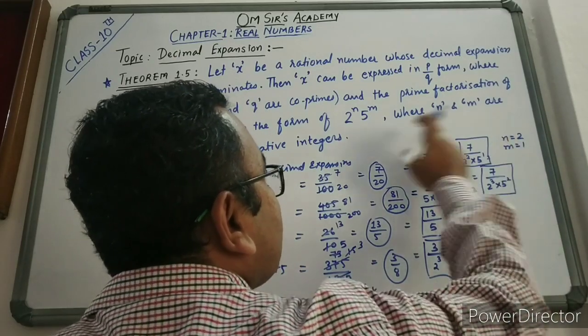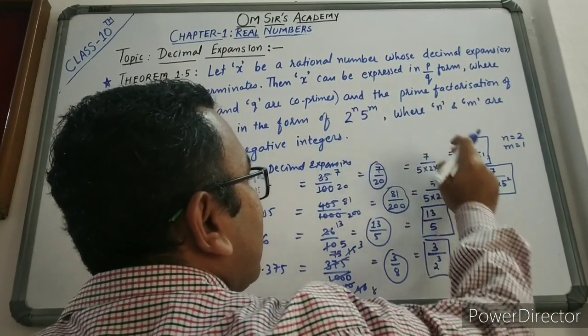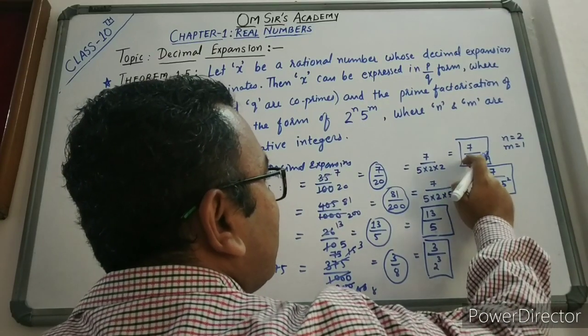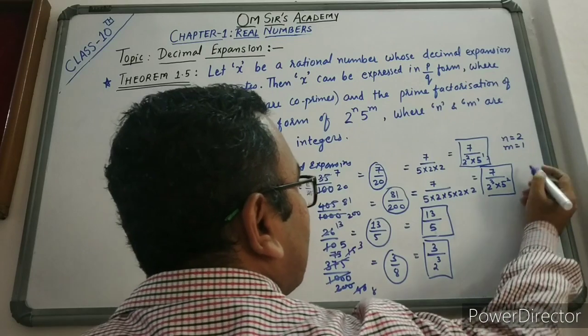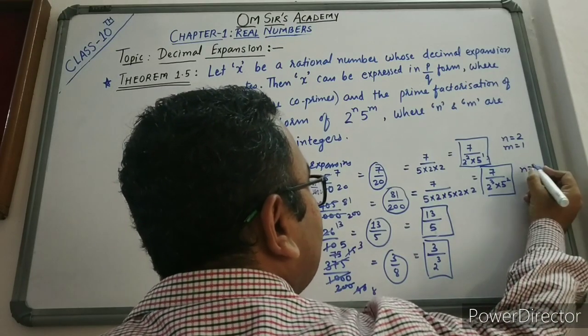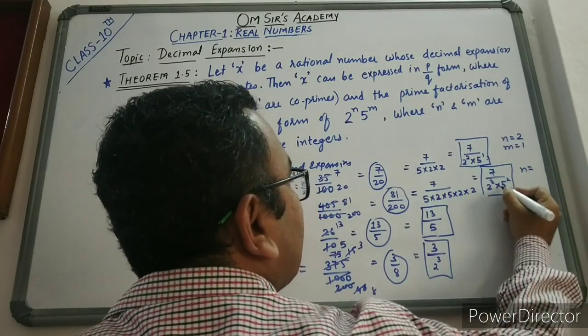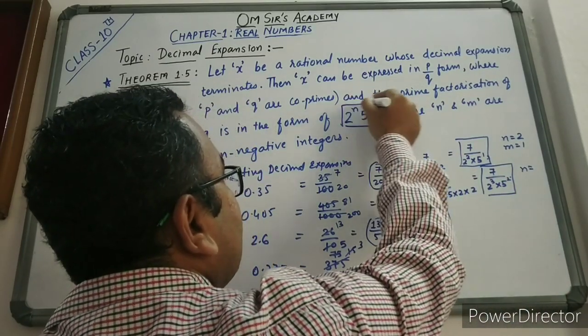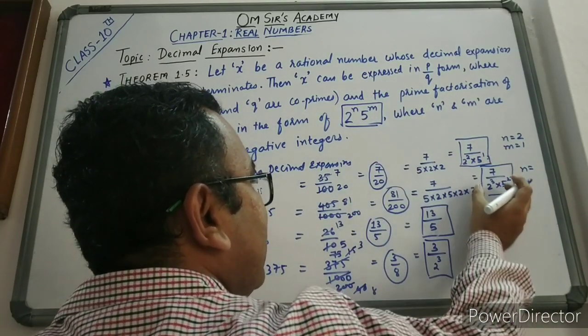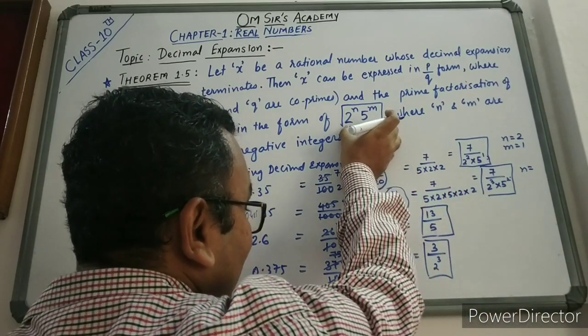Okay, n is power of 2 and m is power of 5. So here n was 2 and the power of 5 was 1. In the second case, what is your n and m? 2 raised to n into 5 raised to m. This is also in this form, 2 raised to n and 5 raised to m. तो यहाँ पे सब के डिनोमिनेटर्स यही फॉर्म में होंगे.